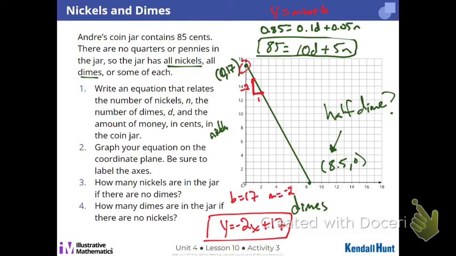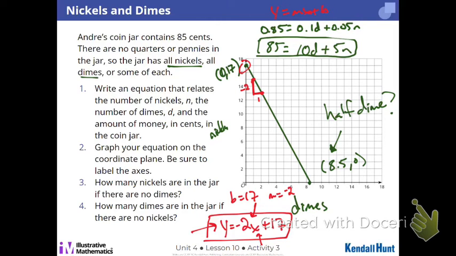Now, let's talk about this. This would say that the number of nickels used would decrease by 2 nickels for every additional dime. Would that be true? My equation says the number of nickels will decrease by 2 every additional dime I use. Is that true? Yeah, because a dime is equal to 2 nickels. So that's cool.